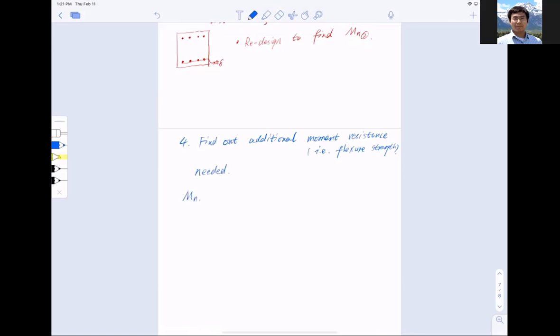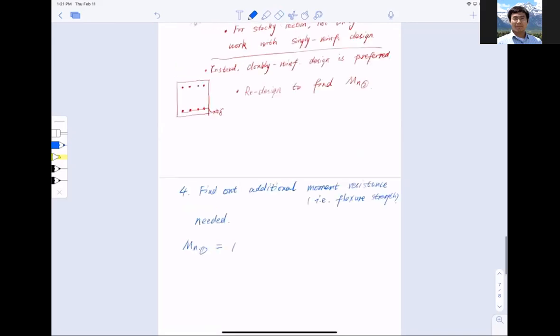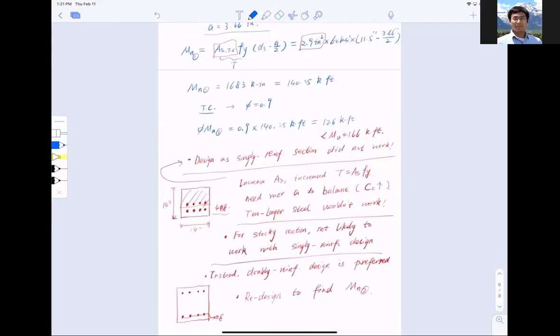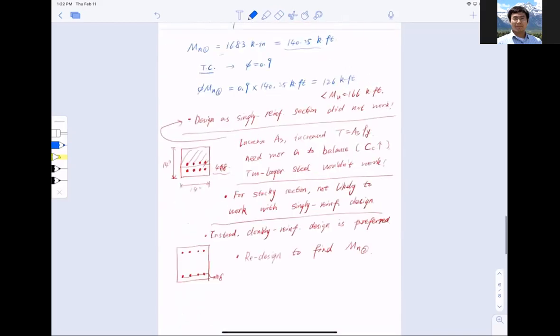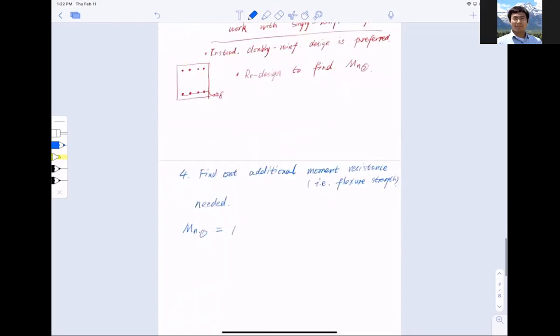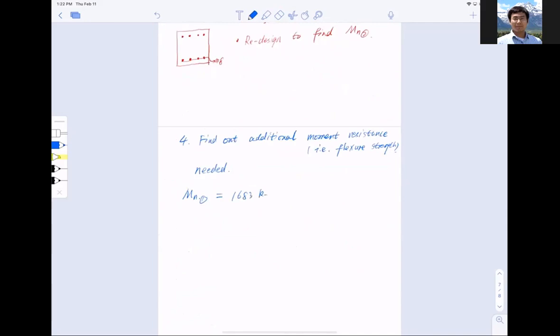So Mn, or we named it as Mn1, equal to 140.25 kip foot. But let me just convert everything back to kips inches, and I'll tell you why shortly. This is 1683 kips inch, which is smaller than Mu, which is 166 kip foot. I just multiply by 12, and this gave me 2,013 kips inch.